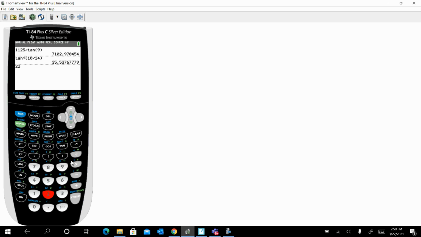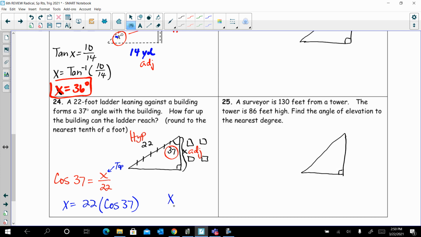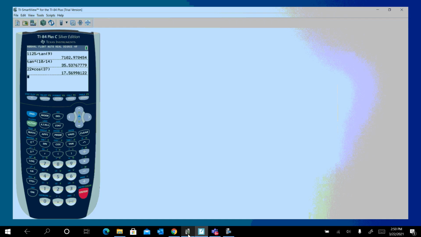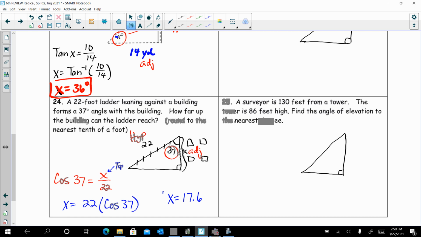22 times the cosine of 37 degrees. And hit enter. We went to the nearest tenth of a foot, so 1 decimal place. That 5 next to it is a 6, so that's going to get rounded up. So my answer is 17.6. Wait, did I do that right? Nearest tenth, it was a 5. Yeah, that's right. Okay. So get in a habit. We'll do that on the next one.